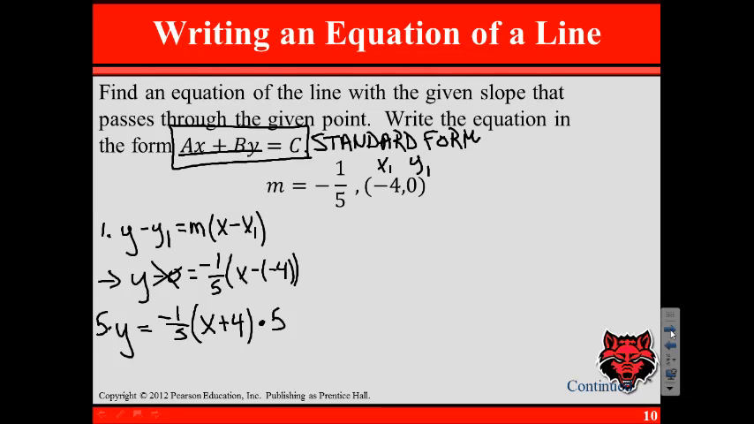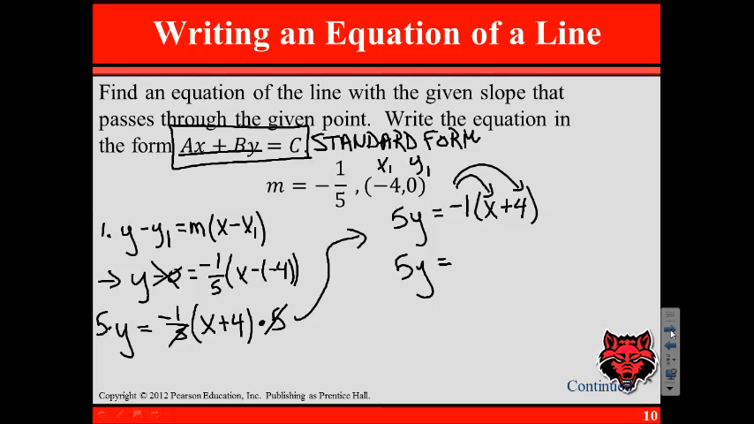So we multiply both sides of the equation by 5. Now in doing so, the 5 on top and bottom cancel out on the right-hand side. So we are left with 5 times y, or 5y, equals negative 1 times the sum of x plus 4. Now we will distribute negative 1. Gives us 5y equals negative x minus 4.